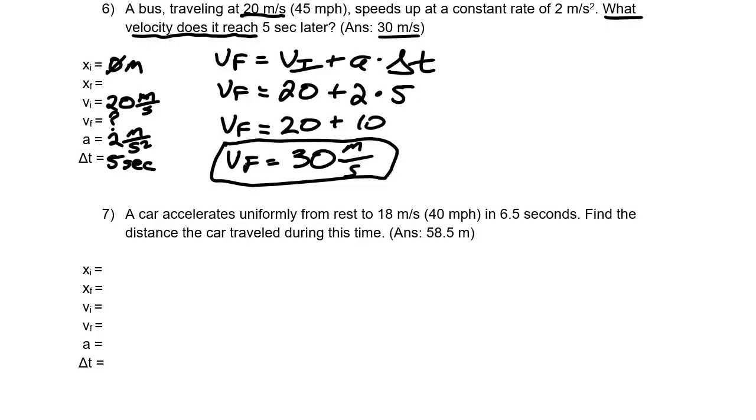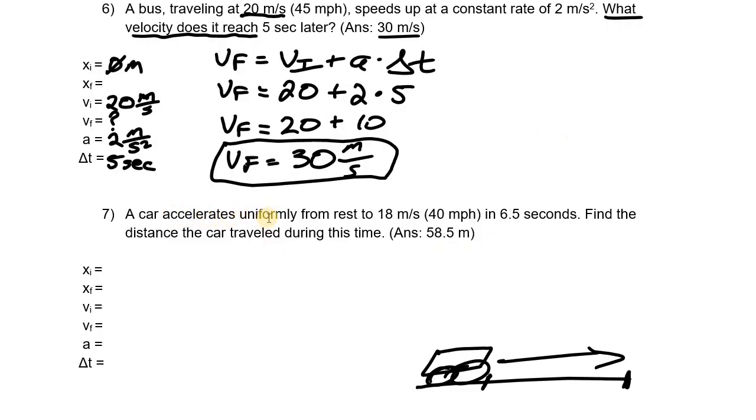A car accelerates uniformly from rest to 18 meters per second, which is equivalent to roughly 40 miles an hour, in 6.5 seconds. Find the distance the car traveled during this time. Okay, so what do we have here? We have a car, and it's going to start from here, and it's going to travel over here in the time span of 6.5 seconds. Okay, it's saying that starting from rest. So it's just going to go from over here to over here in the time span of 6.5 seconds.